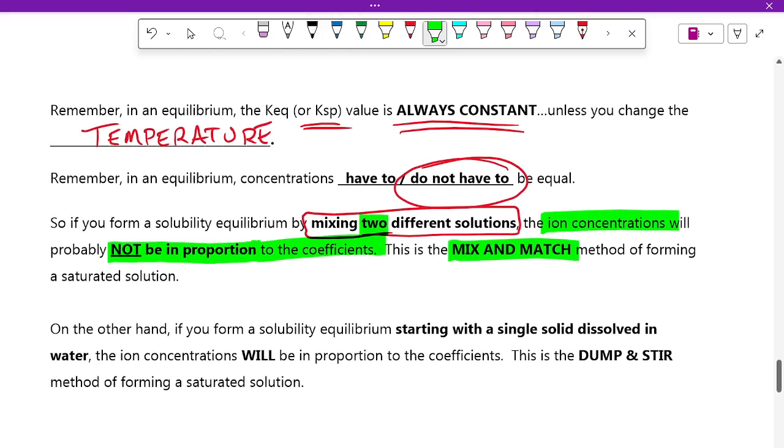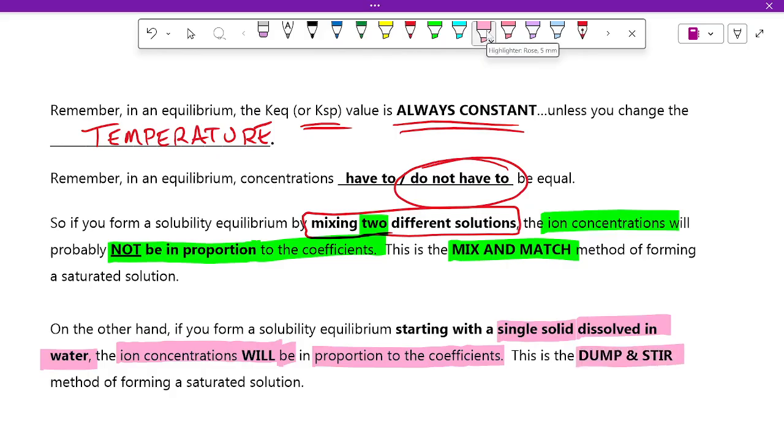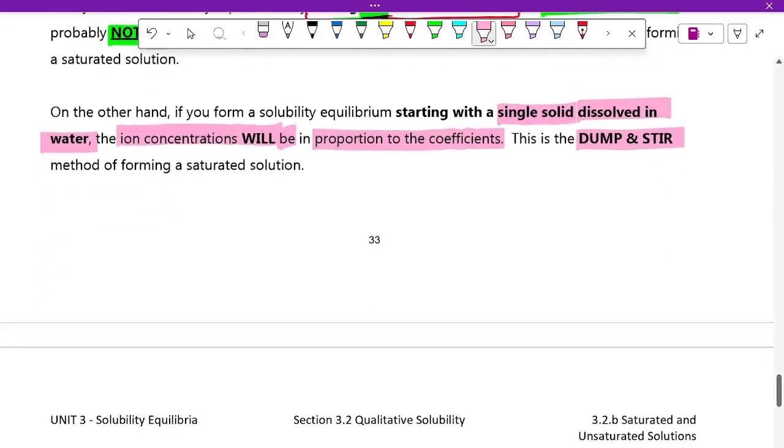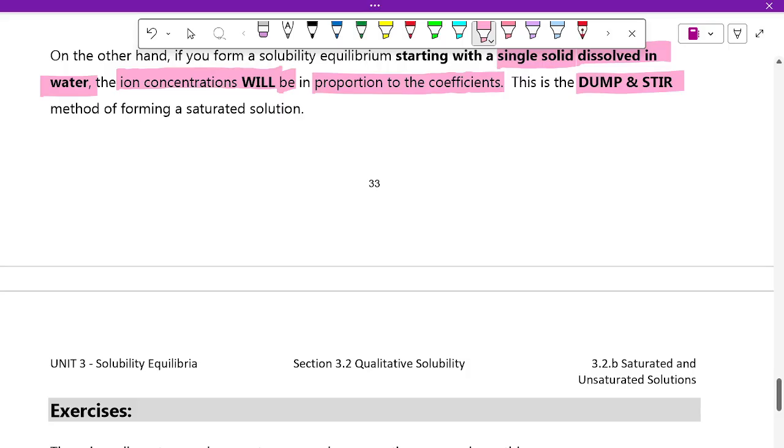On the other hand, if you have a single solid dissolved in the water, the ion concentrations will be in proportion to the coefficients. This is our dump and stir method of forming a saturated solution. And like I said, every question, you're going to be asking yourself, was this a single substance or was this two substances? That way you won't accidentally make things proportional that shouldn't be proportional.